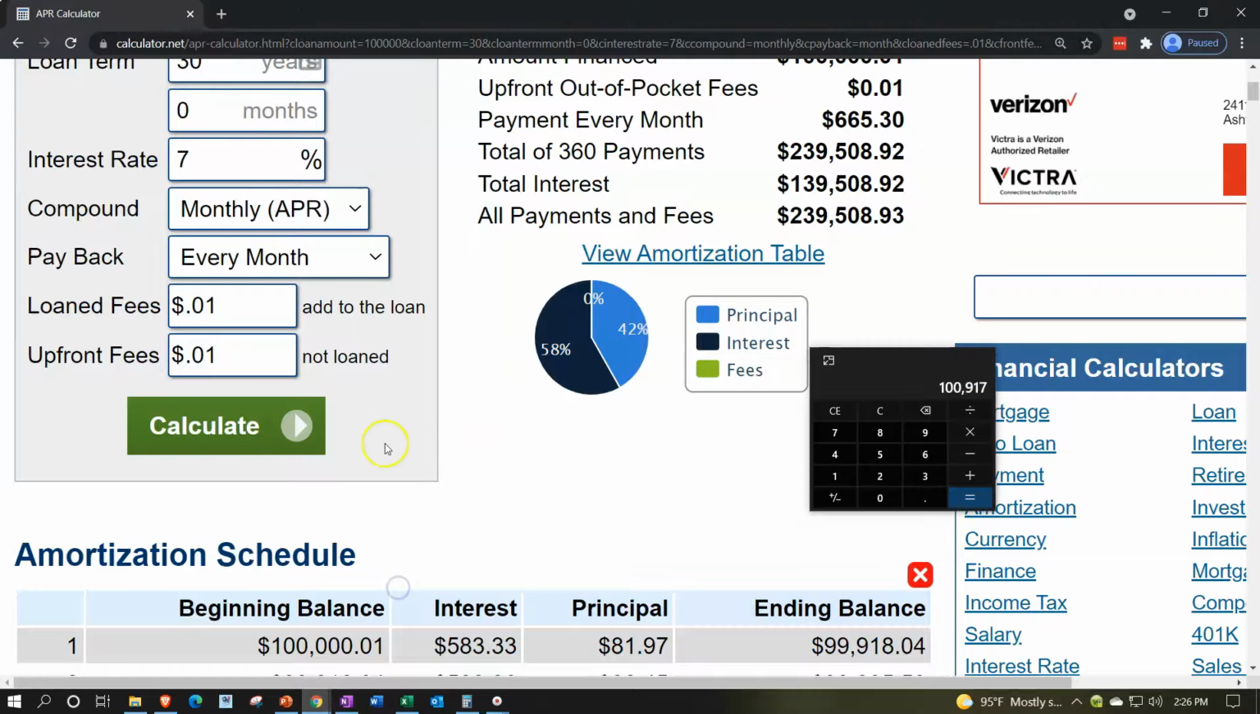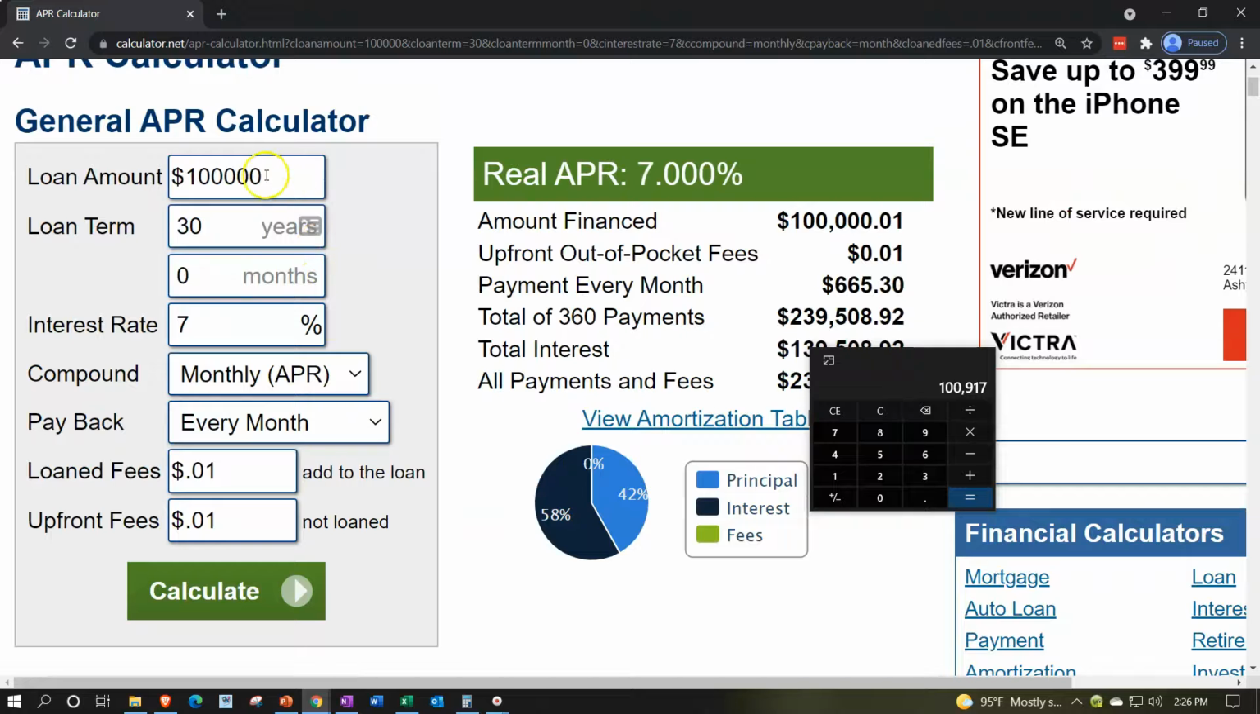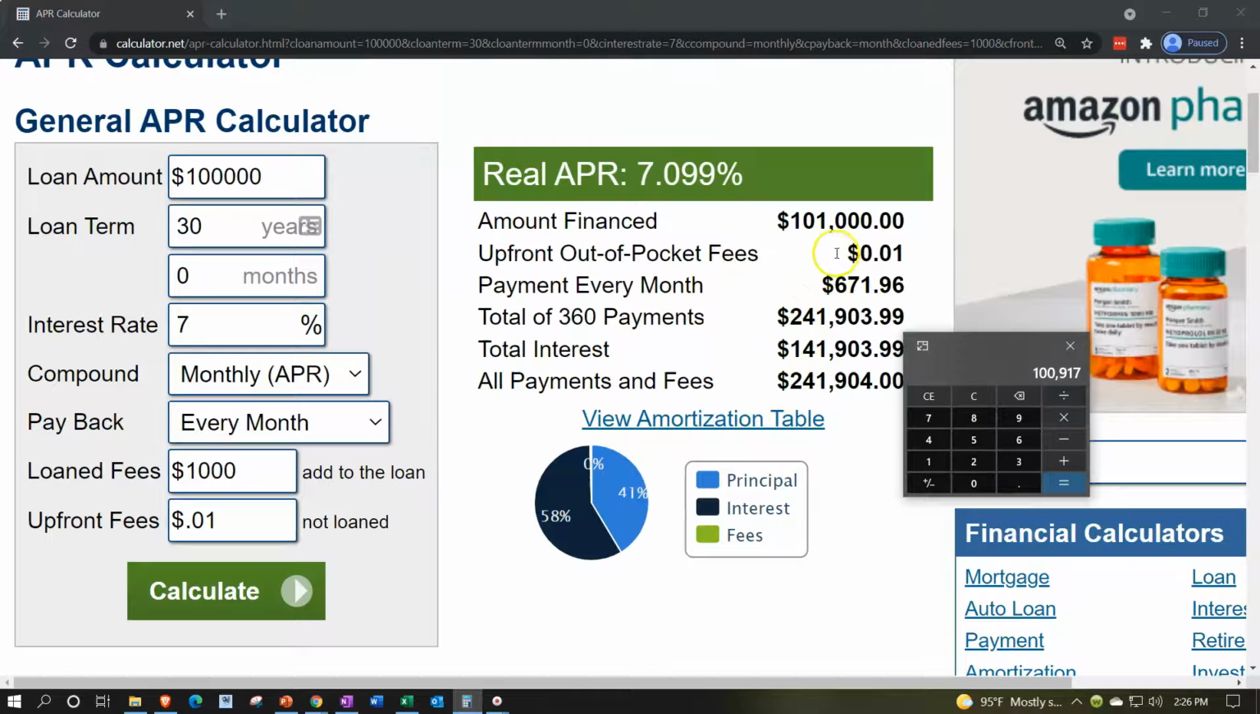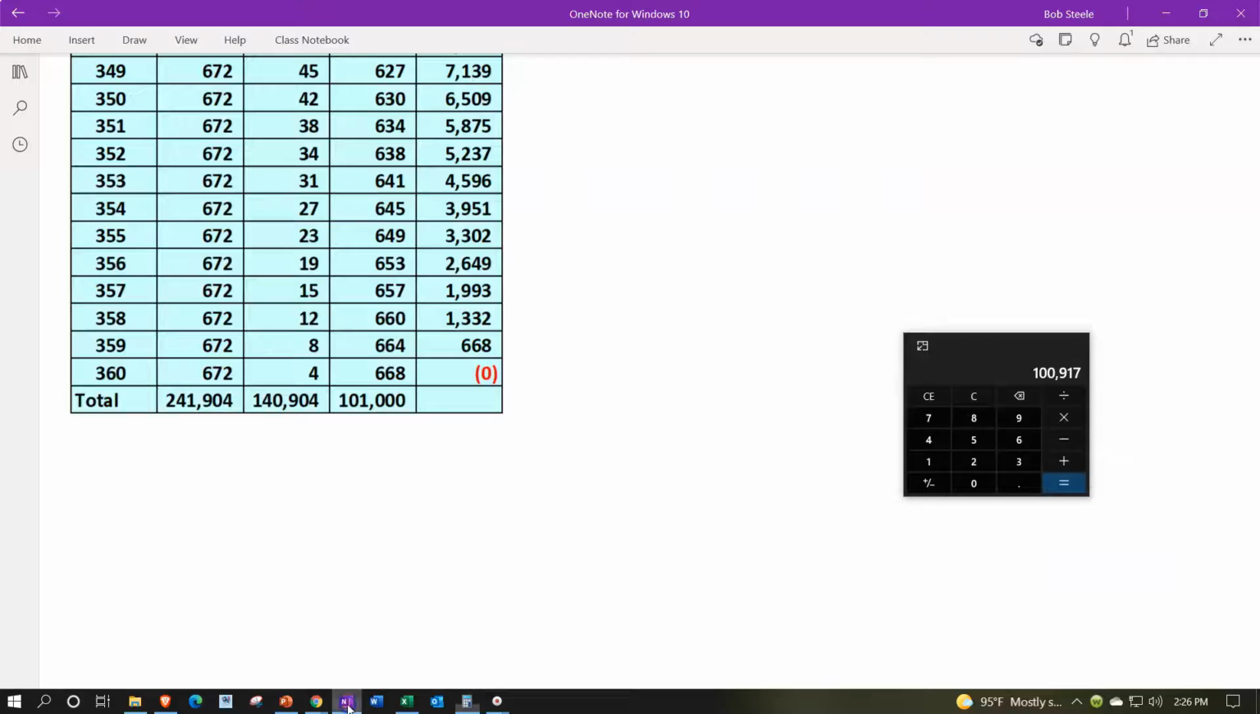In the online calculator, we said 100,000, 30 years, 360 months, 7% is the rate. And then we have fees, and we're going to say these are added to the loan fees. So I'm going to say we had 1,000 fees added to the loan, rework that, and then it gives us the amount financed, 101,000. The payment is the 671.96, which I think is what we had there, right?